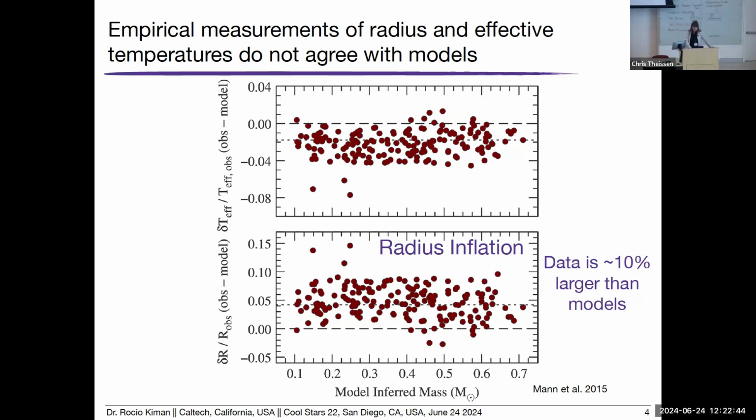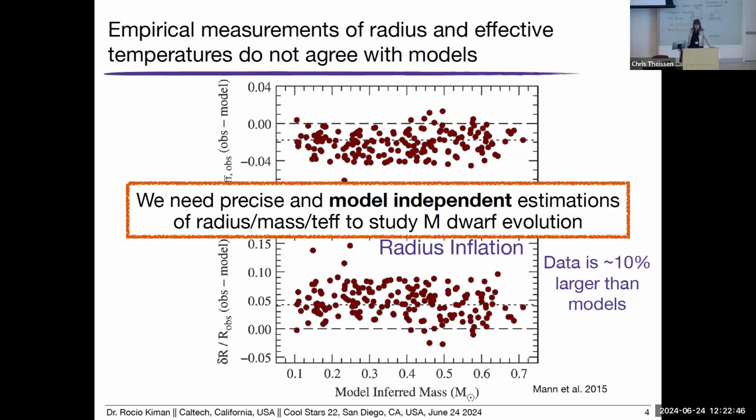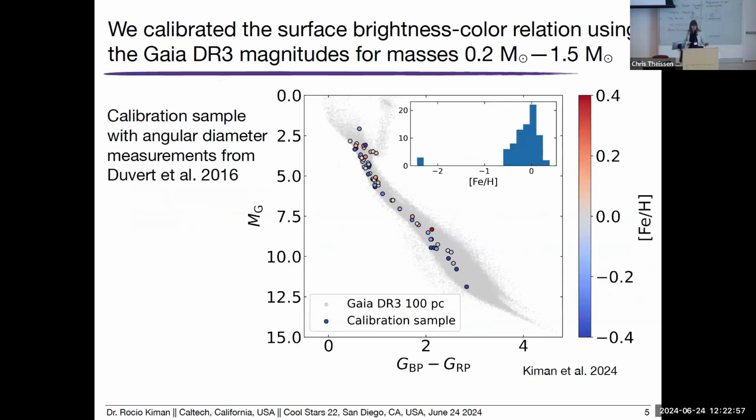So what we need is a way to estimate these parameters, the radius, mass, and temperature of M dwarfs, that are precise and model independent. And that's what we did. So we calibrated the surface brightness color relation using Gaia DR3 for masses between 0.2 to 1.5 solar masses.